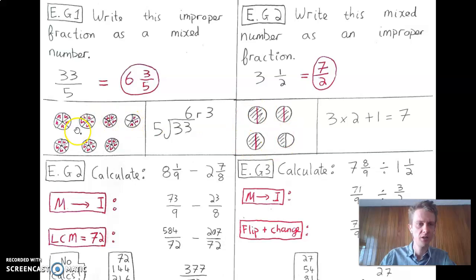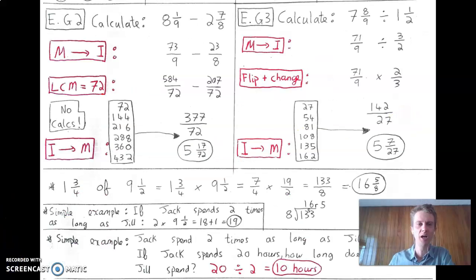Try and understand these picture examples here, boys and girls. You're going to become a much better mathematician if you understand what you're doing. You're not just following steps. Step was there, 3 times 2 plus 1. Okay. Next example here, a subtraction involving mixed numbers.